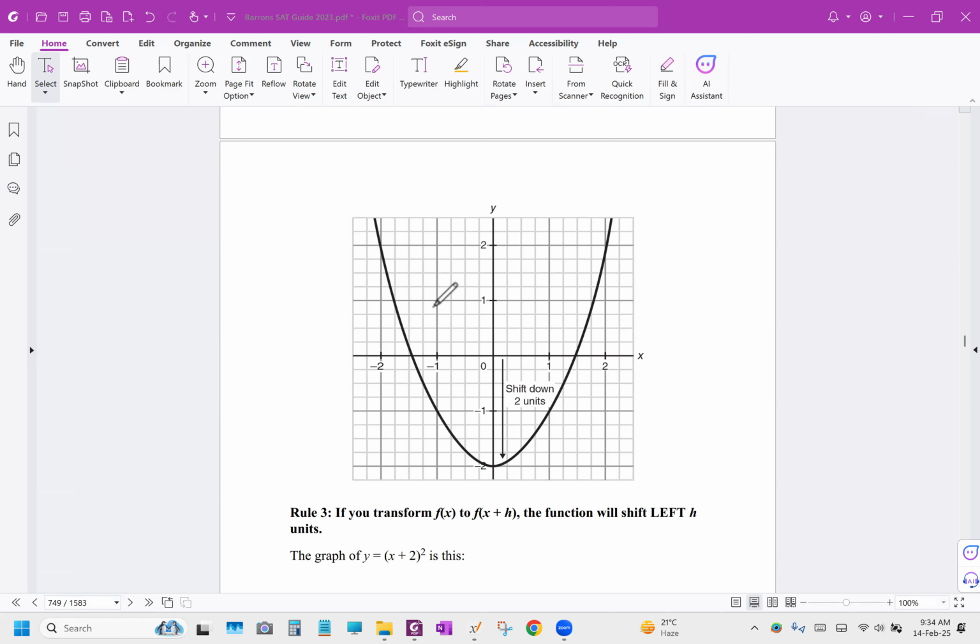For this graph, this is the vertex. So the ideal situation is like this. Now you are just shifting it in the downward direction. This is in the downward direction. This was the ideal thing.